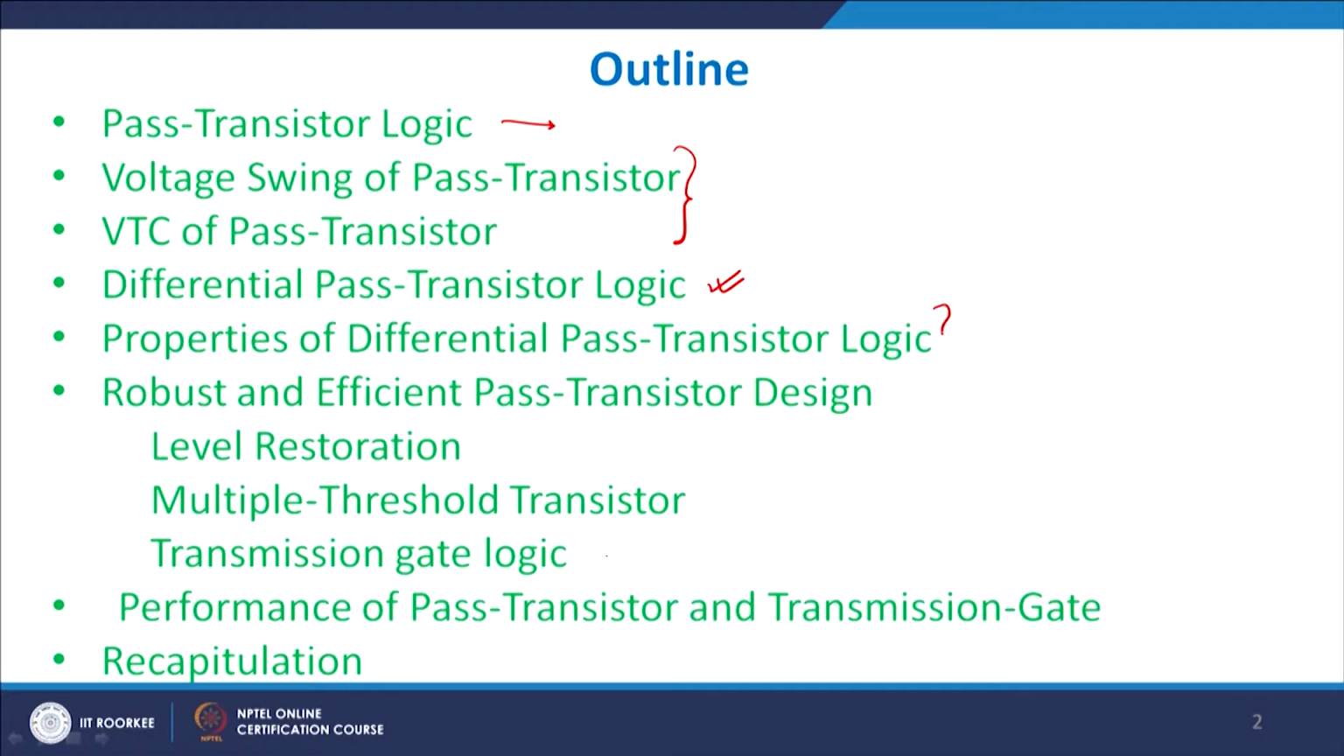We will look into the properties of differential pass transistor logic, and then we will understand these three topics: level restoration, multiple threshold transistor design, and transmission gate logic. Then we will compare pass transistor logic with TG logic, which is transmission gate logic, also referred to as TG, and then we will recapitulate. So, this is a general outline of the module structure for this lecture, and we will go step by step and see how it works out.